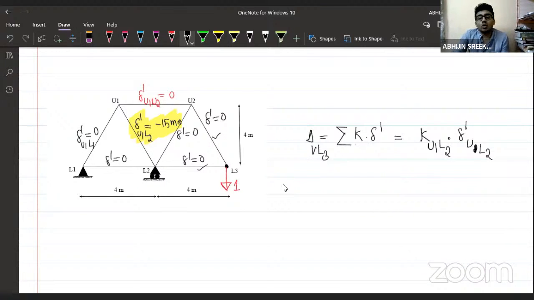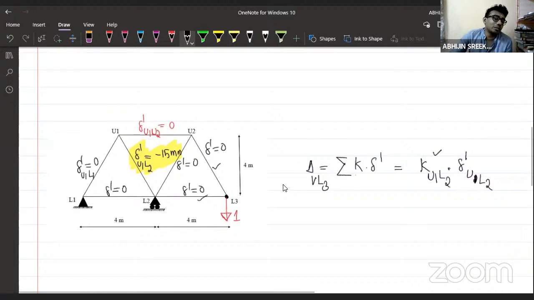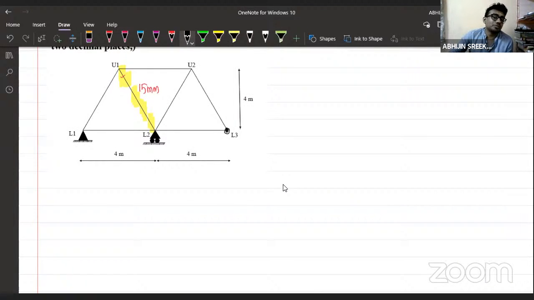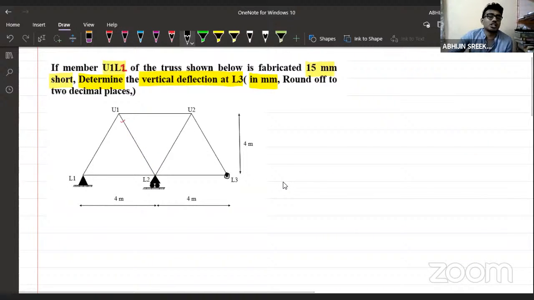Right. So now we are interested in calculating K U1 L2, which means I need to calculate the force in this member. How can I calculate the force in that member? Which method am I going to prefer? I'm going to prefer method of sections, to make things easier and a bit quicker. This is the force in this member.